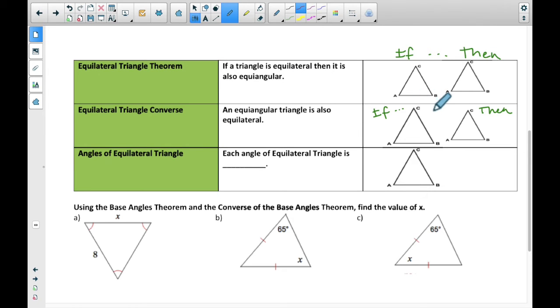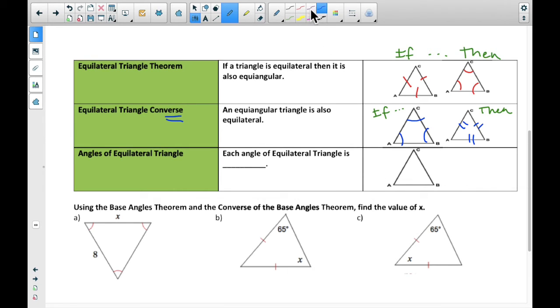Okay, I'm going to come over here and show you what I mean. If this is equilateral, then it is also equiangular, because it's basically isosceles just with an extra one in it. Okay? Then the converse, again, is similar. It says if an equiangular triangle is also an equilateral. So if we have equal angles, then we also have equal sides. That's the converse, the equilateral triangle converse theorem.